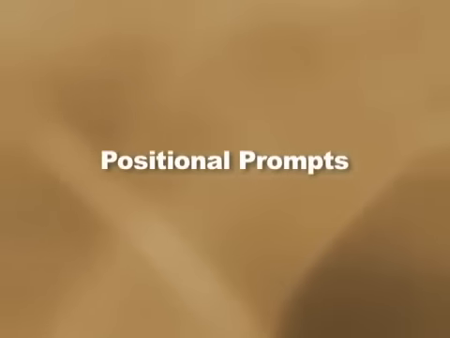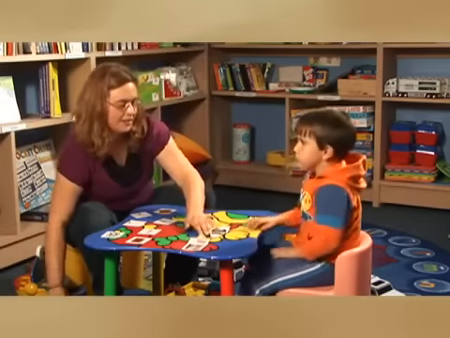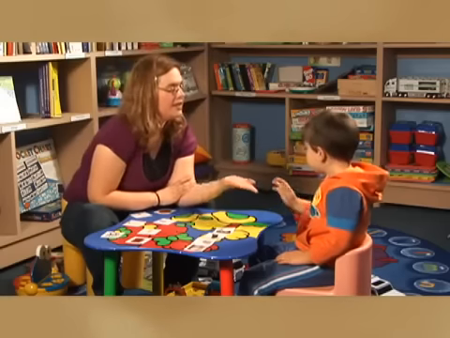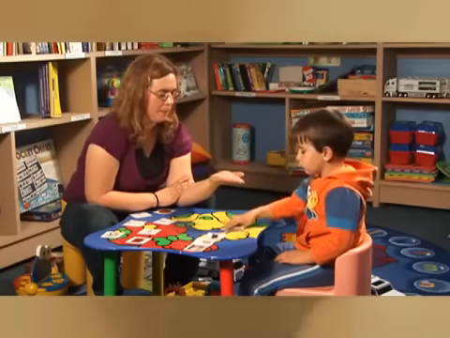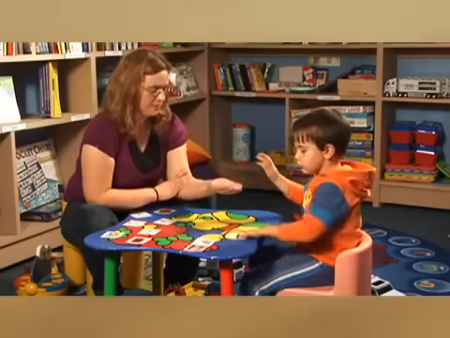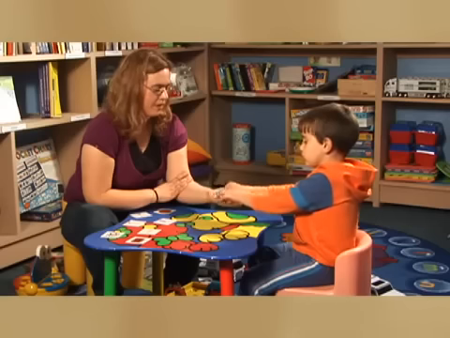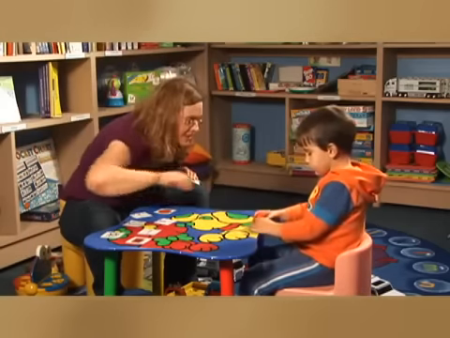Positional prompts involve positioning the teaching material in a way that increases the chances that the child will respond correctly. For example, you could place the cue card with the correct response closer to the child than any of the other cards. Keegan, give me all the animals. In this example, the therapist placed all the animals close to the child and all the other pictures on her side of the table.